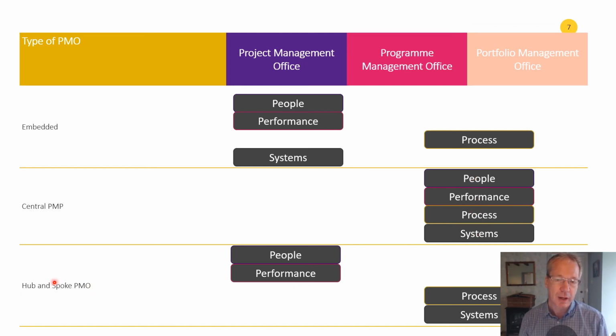Whereas in a hub and spoke, it's shared, you see. So the local project office will provide the people and do the performance reporting, whereas the sort of hub will do the process management and define the process and define the systems. So that's quite a good summary.